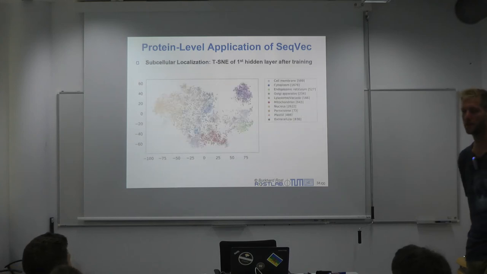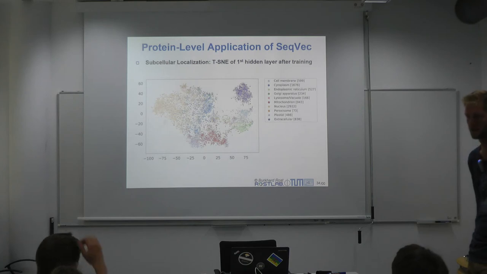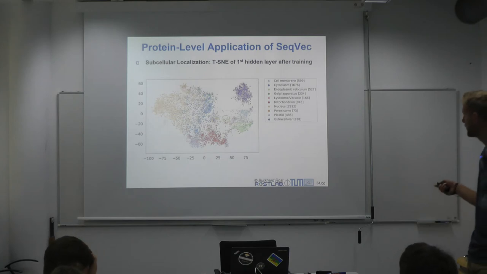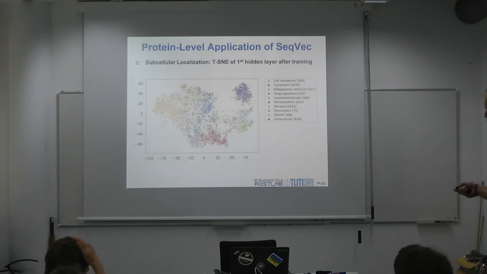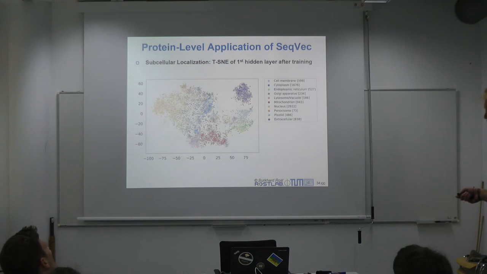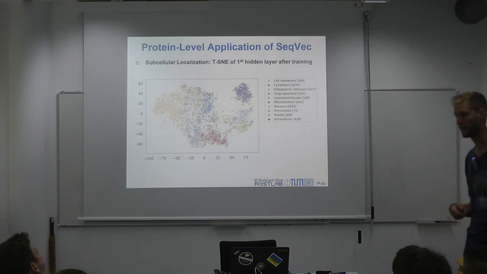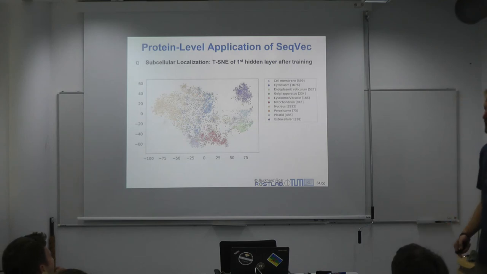And then again, we trained the network, extracted the hidden layer representation after training, and you see, training worked. We have now a nice cluster up here regarding extracellular proteins. We now also see a very nice cluster regarding mitochondria proteins down here. You see some plastids down here, endoplasmic reticulum over here. And yes, you still have this noisy area, but we also did not reach perfect performance on subcellular localization.